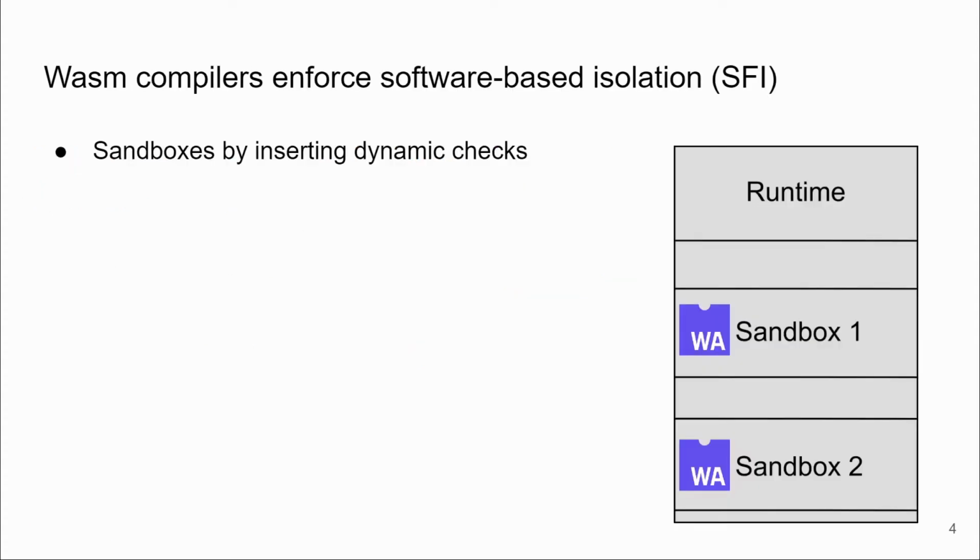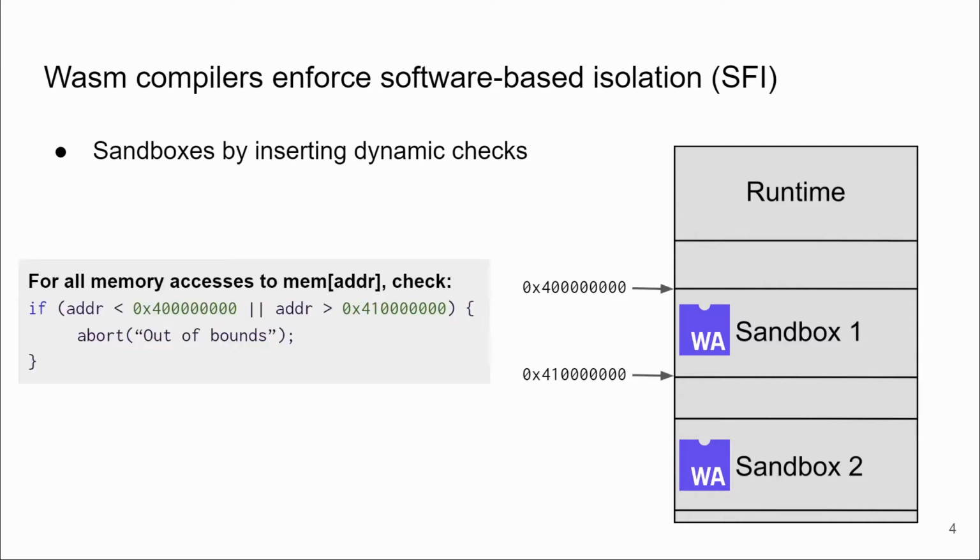Specifically, WebAssembly compilers enforce a form of SFI. That is, they constrain the memory that WebAssembly code can access to a subset of the address space. The compilers do this by inserting dynamic checks when compiling WebAssembly to native code. For example, for the code running in Sandbox 1, the compiler inserts checks instrumenting all memory accesses to constrain them to that Sandbox 1 memory range. This means that even if Sandbox 1 is running malicious code, it can't interfere with Sandbox 2 or the runtime.